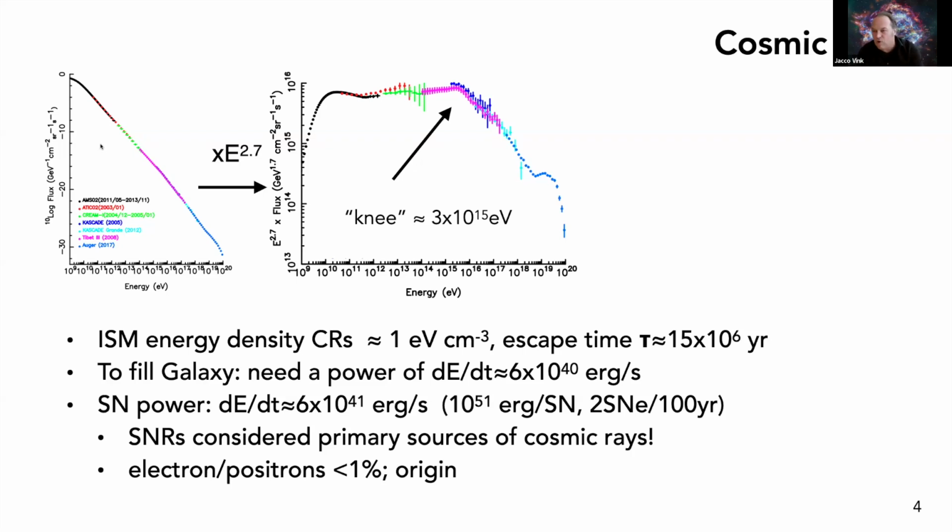Now, with IXPE, of course, we are targeting mostly the electrons. The electrons are energetically not that important. It's much less than 1% of the cosmic ray energetics. But of course, they radiate much more efficiently, so they are the best probe of cosmic ray acceleration in supernova remnants and other sources.